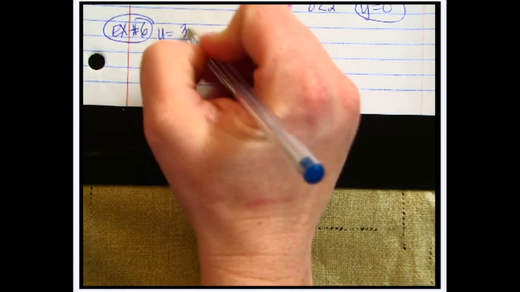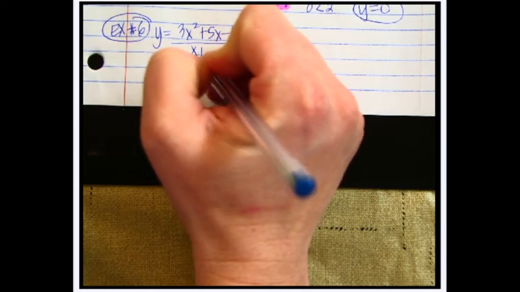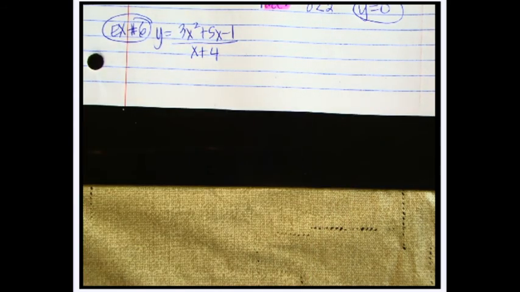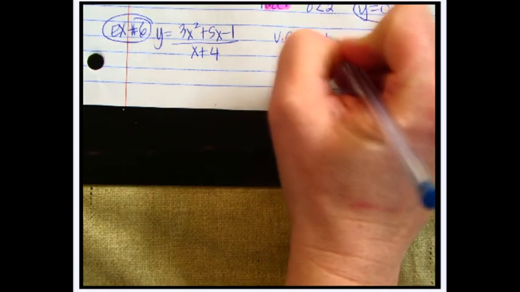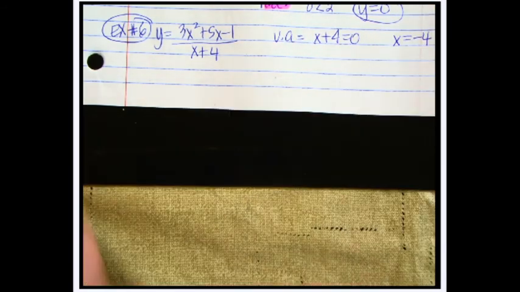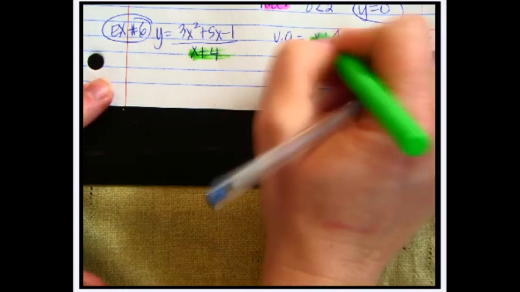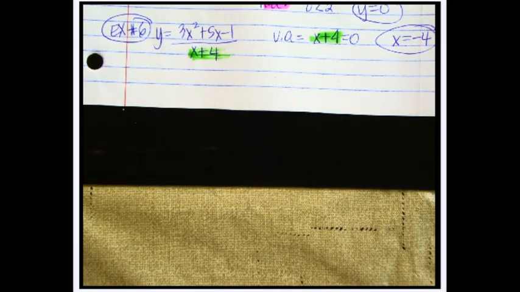Okay, so we have (3x squared plus 5x minus 1) over (x plus 4). Okay, so vertical asymptote is x plus 4 equals 0. So x is equal to negative 4. Okay. So we do have one vertical asymptote.